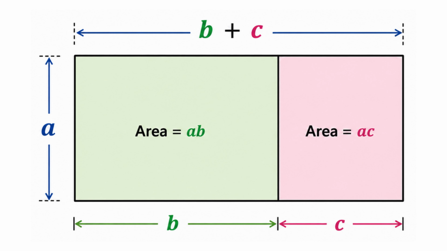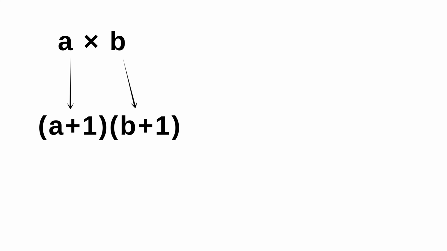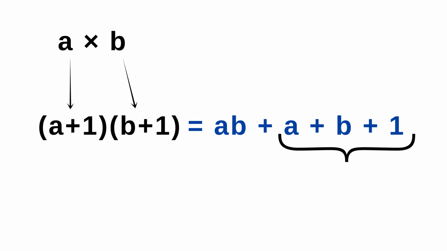and AC. Now increase both factors by 1. (A plus 1) into (B plus 1). Each part must multiply every part. (A plus 1) into (B plus 1) equals AB plus A plus B plus 1. The product therefore increases by A plus B plus 1.